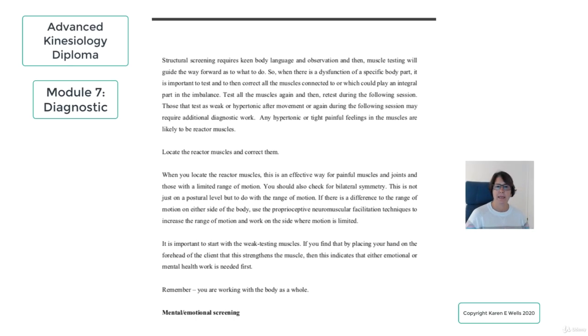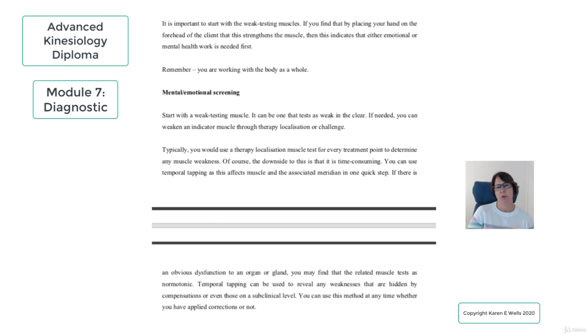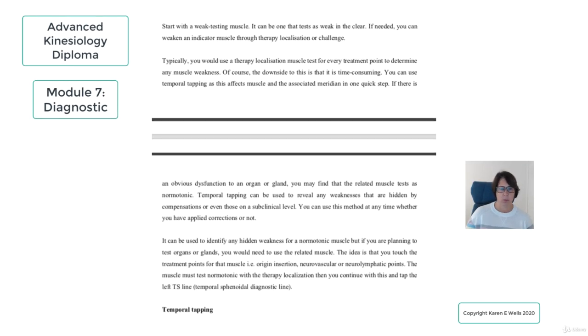So with that, you're locating the reactor muscles and you're correcting them. Now, if you're looking at mental or emotional screening, you're going to start with a weak testing muscle. Now, it can be one that tests as weak in the clear, and if needed, you can weaken an indicator muscle through therapy localization or challenge. Now, you're going to use a muscle test for every treatment point to determine any muscle weakness. On the downside, of course, that's probably time consuming, but you can use temporal tapping as this affects muscles and associated meridians in one quick step.